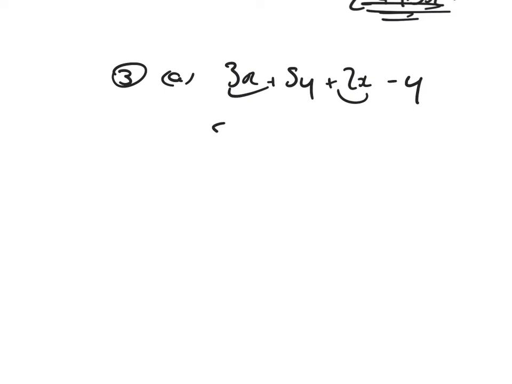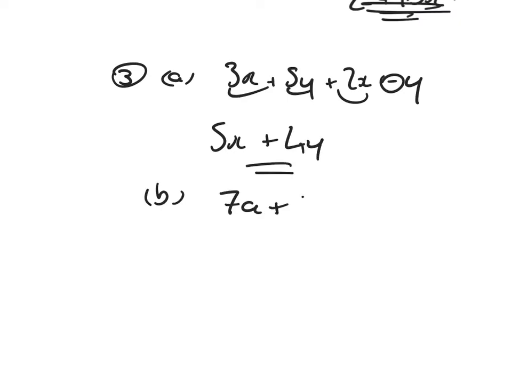Okay, question 3, we're going to collect some like terms together. Let's start with 3x plus 5y plus 2x minus y. Okay, so put the x's together, 3x and 2x is 5x. I'll then get 5y minus y, which is 4y. Final answer is 5x plus 4y.